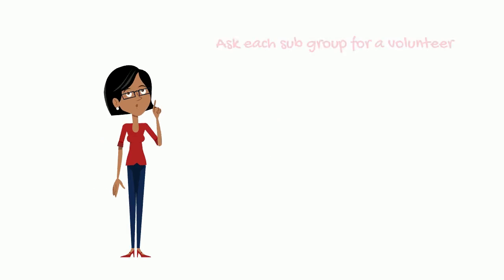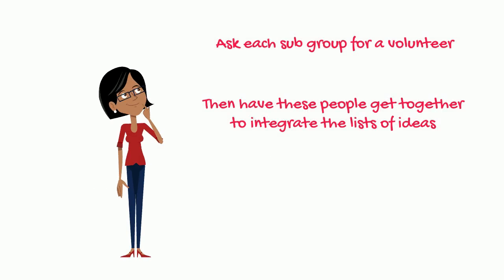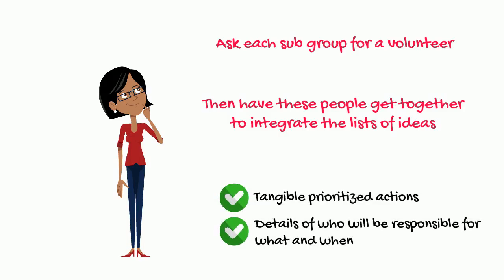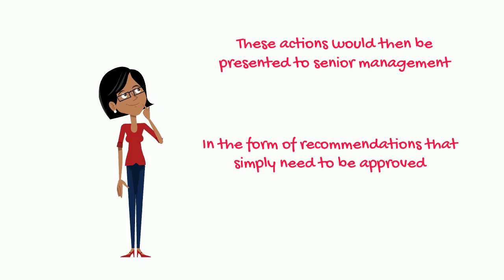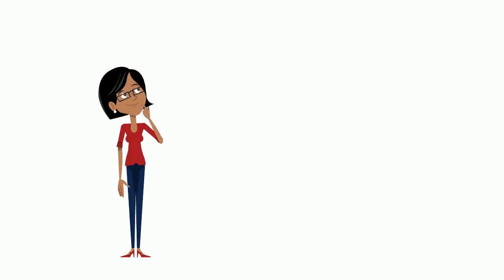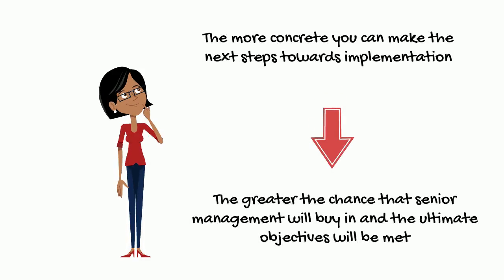One way to do this would be to ask each subgroup for a volunteer, then have these people get together to integrate the lists of ideas. They need to be converted to tangible, prioritized actions with the details of who will be responsible for what and when. These actions would then be presented to senior management in the form of recommendations that simply need to be approved. The more concrete you can make the next steps towards implementation, the greater the chance that senior management will buy in and the ultimate objectives will be met.